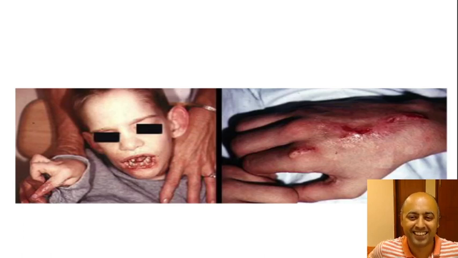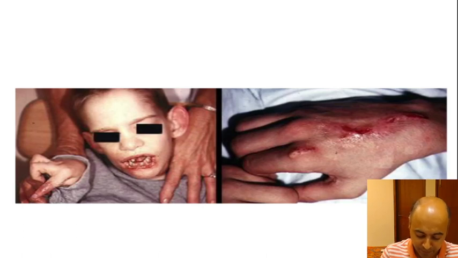Okay, great. So tell us, what are we seeing in this image? What can you see in this image? What does it show? And which condition will present in this manner? Anyone? What you have to note in this image is the bite marks on the fingers and the lip. Nibbling you can see on the fingers and on the lip.